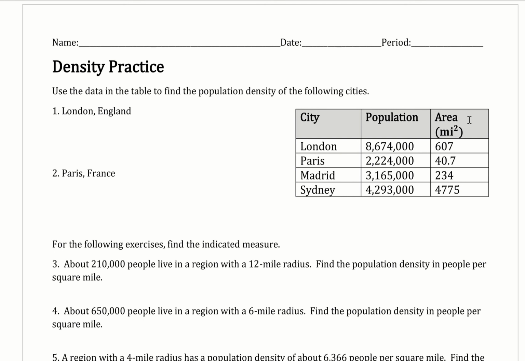So we're going to cover problems related to density, which you can consider to be 11.5, although it's not part of the book, but we'll consider it to be 11.5 practice for chapter 11. All right, let's go ahead and get started.